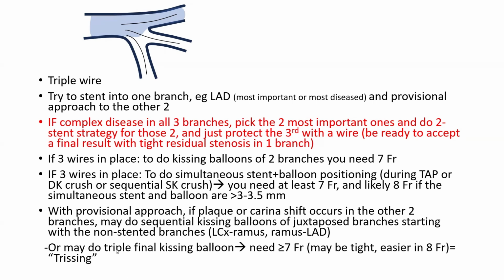Or better yet, you may do a triple final kissing balloon, meaning you rewire and you do a triple simultaneous kissing balloon in all three branches. You need at least 7 French for that, and it may be tight. You more likely will need 8 French to do that triple kissing balloon, the so-called trissing.